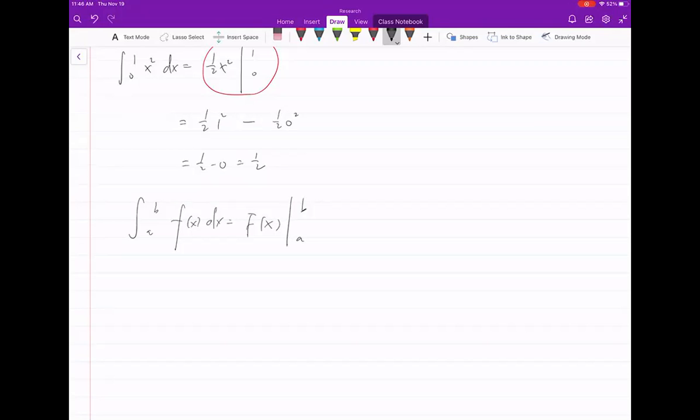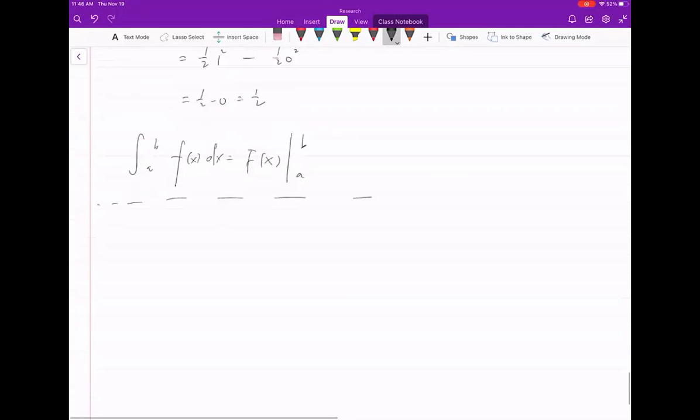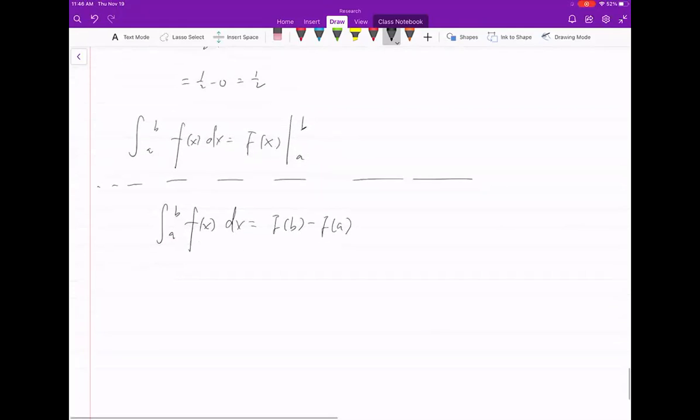Okay, that's everything we need to know about the fundamental theorem of calculus. The key takeaway is this nice, beautiful formula. And this is done by Gottfried Leibniz.